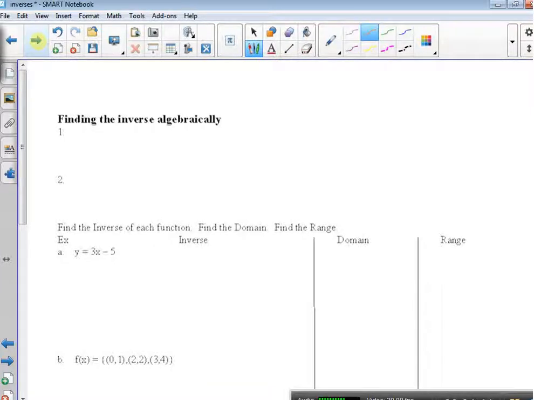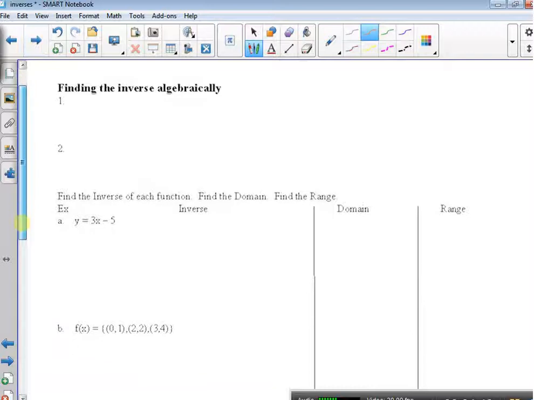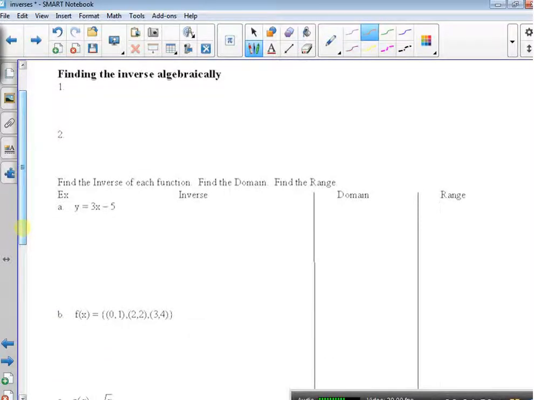All right, so to find the inverse algebraically, you basically will switch x and y and then solve for y. So, let's talk about this a little bit. If I take and I draw a point at 5, 1.